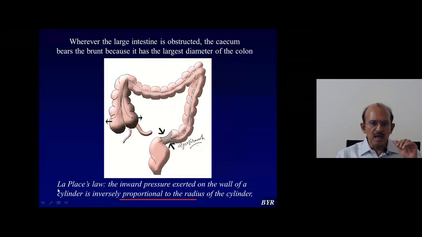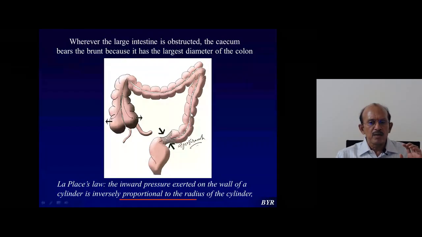So as per the Laplace law, there is a law in physics. Probably you must have learned this law in your intermediate. The inward pressure exerted on the wall of a cylinder is inversely proportional to the radius of the cylinder. This is a physical term, so I will explain it in biological terms. Take the colon as a cylinder. This cylinder has this wall. The wall of the colon is the wall of the cylinder.